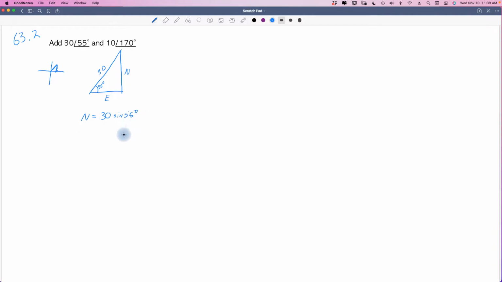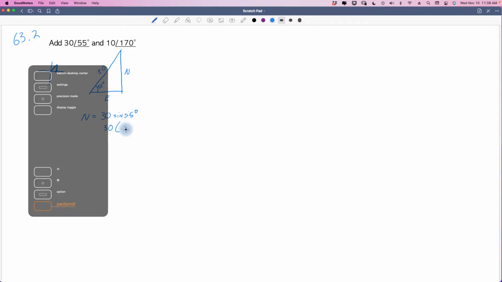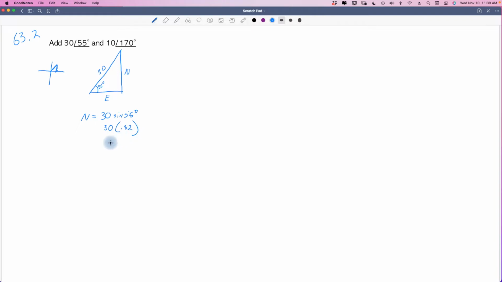oh goodness, they didn't give me the sine of 55 this time. 55, the sine is 0.82. So 30 times 0.82. I keep hitting that button. I wish it would stop. And that equals 24.6.